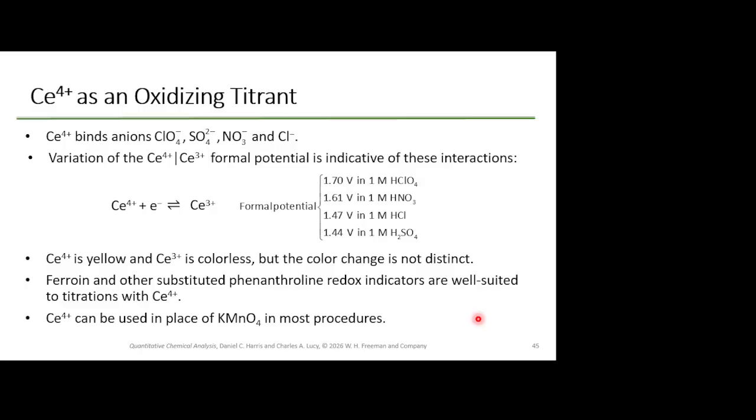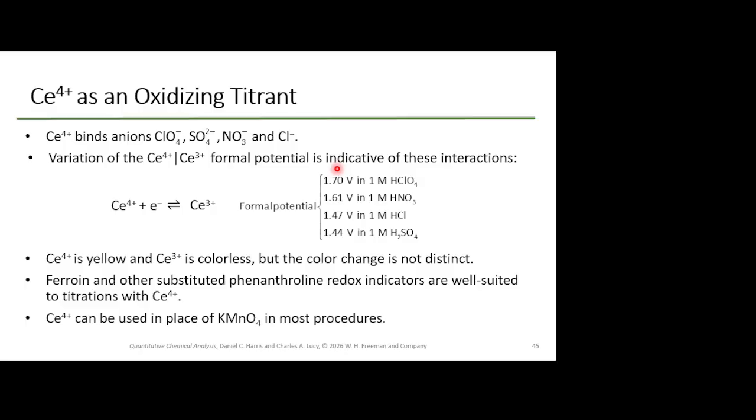So, cesium 4 plus as an oxidizing titrant. Cesium 4 plus will bind anions, which are these ones right here: ClO4 minus, SO4 2 minus, NO3 minus, and Cl minus. So these would be the various different formal potentials in those different solutions. Remember how we made this big fuss about using HClO4 at 1 molarity? That's why. It's because they have different formal potentials, because they will bind those ions.